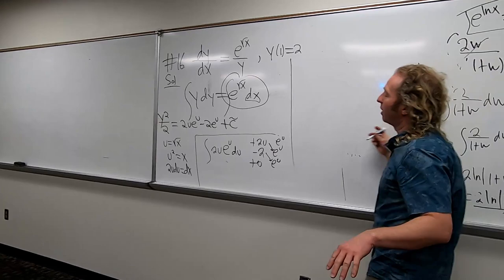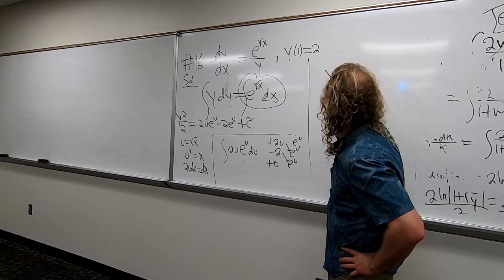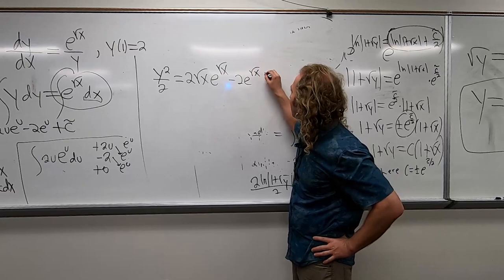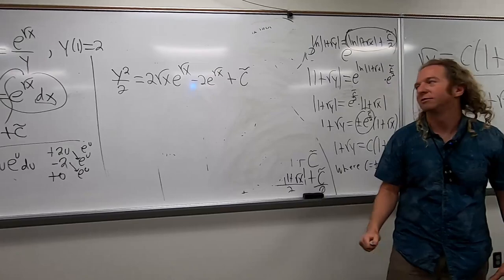Let's go ahead and replace u with the square root of x. So we have y squared over 2. I should have just multiplied by 2. It's too late. 2 square root of x, e to the square root of x, minus 2e to the square root of x plus c tilde. Beautiful stuff.